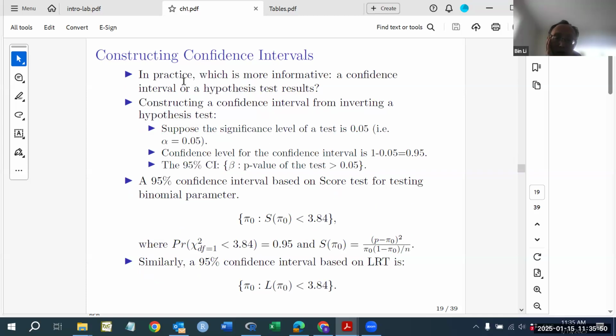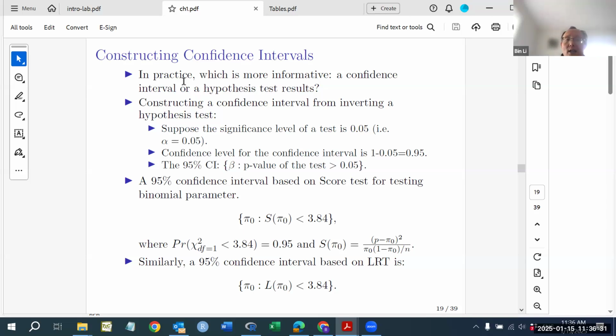Okay, now let's talk about the confidence interval. So in practice, which is more informative, the p-value or a confidence interval? Many people prefer the p-values, but in fact, the confidence interval approach is more informative because we can use the confidence interval to conduct a hypothesis test. And also the confidence interval provides more information than just the hypothesis test results.